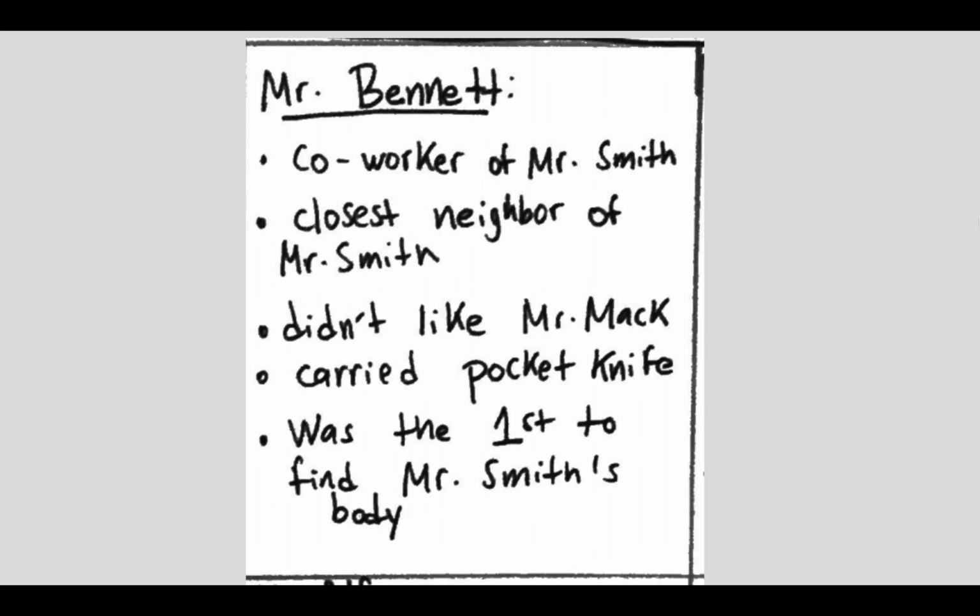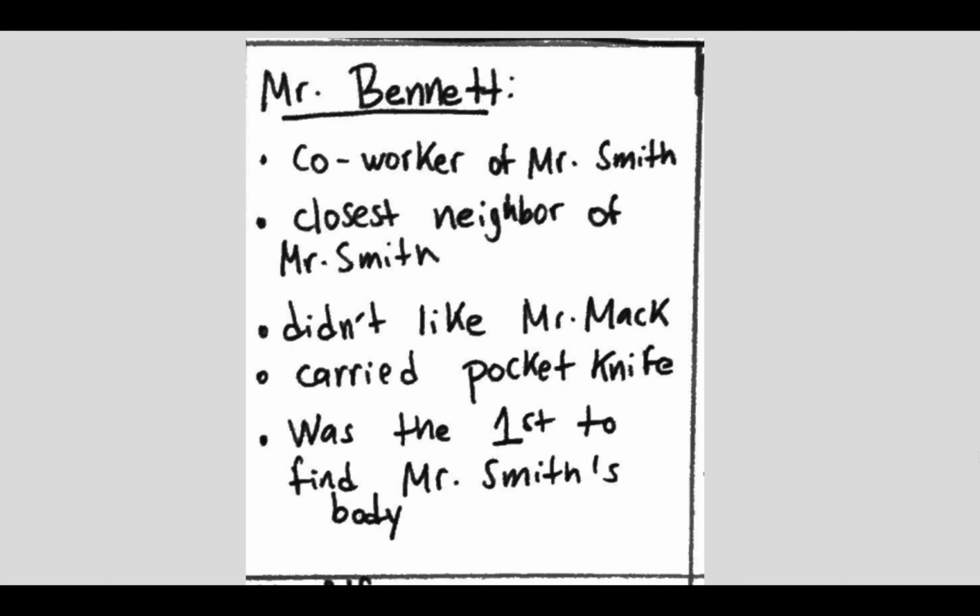Mr. Bennett was a co-worker of Mr. Smith. He was the closest neighbor of Mr. Smith. He did not like Mr. Mack, carried a pocket knife, and was the first to find Mr. Smith's body. For this one, we have 5 bullet points. 1, 2, 3, 4, 5. So at this time, pause and type your notes for Mr.